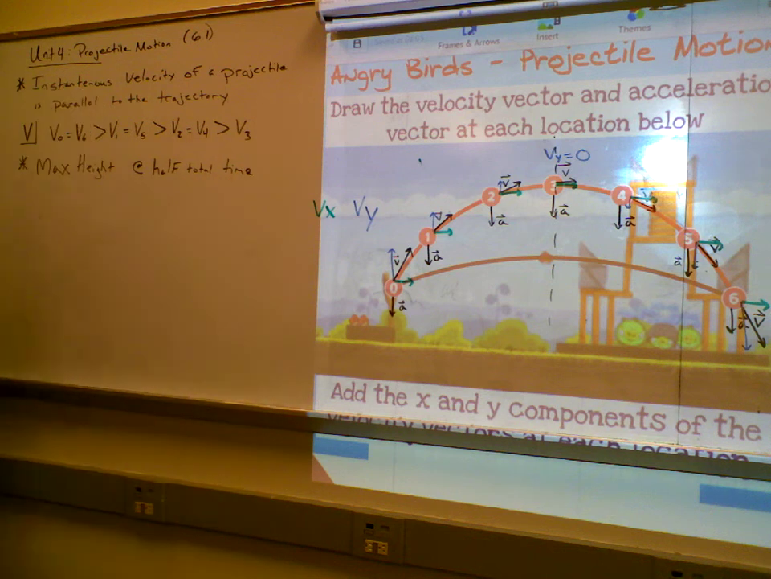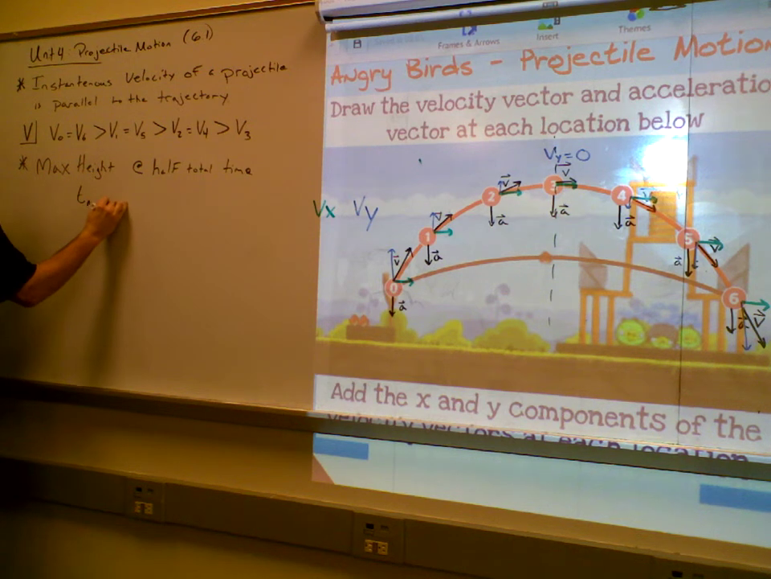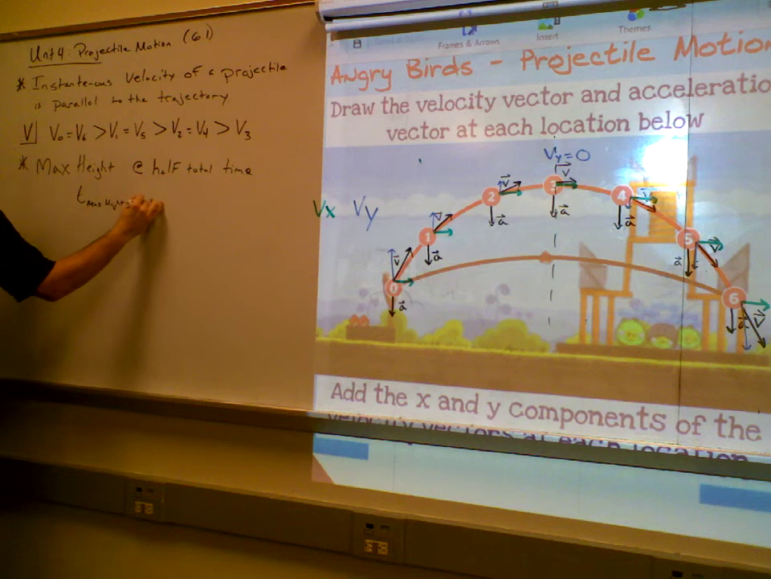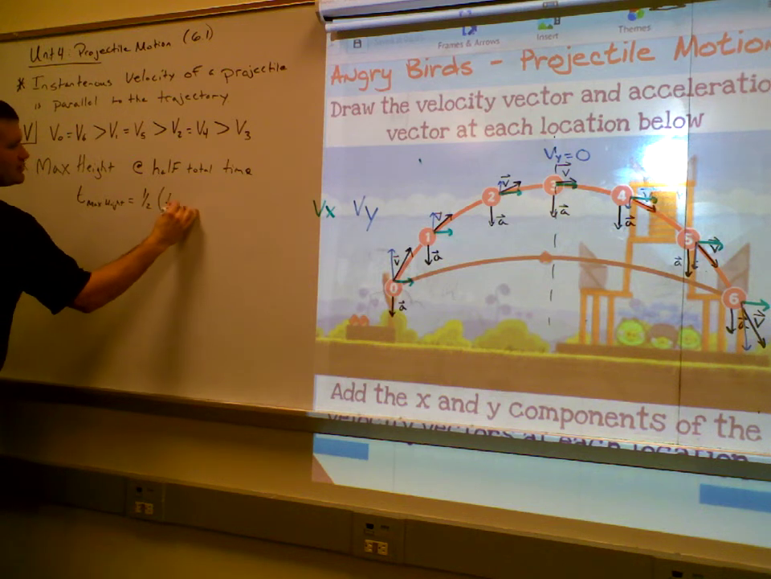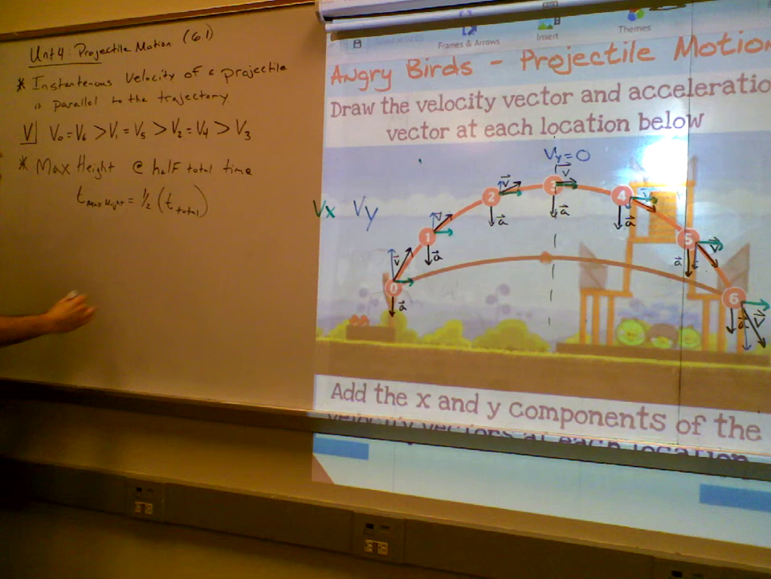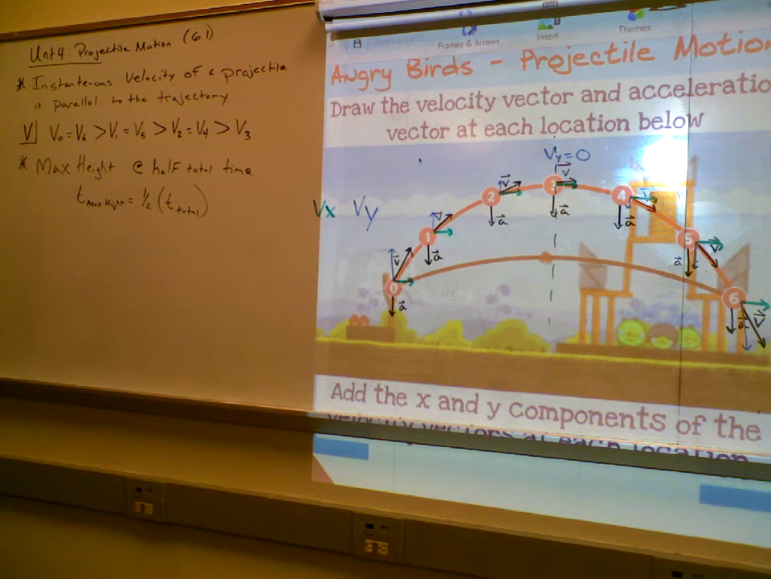Thank you. So, the maximum height occurs at half the total time. Or you could say T max height equals half T total. Okay, you could say that too. Would you have written it like that? I think more mathematically, so I would think this. Those that think more in English would think that. Either way. Okay. All right, now let's look at the x direction.